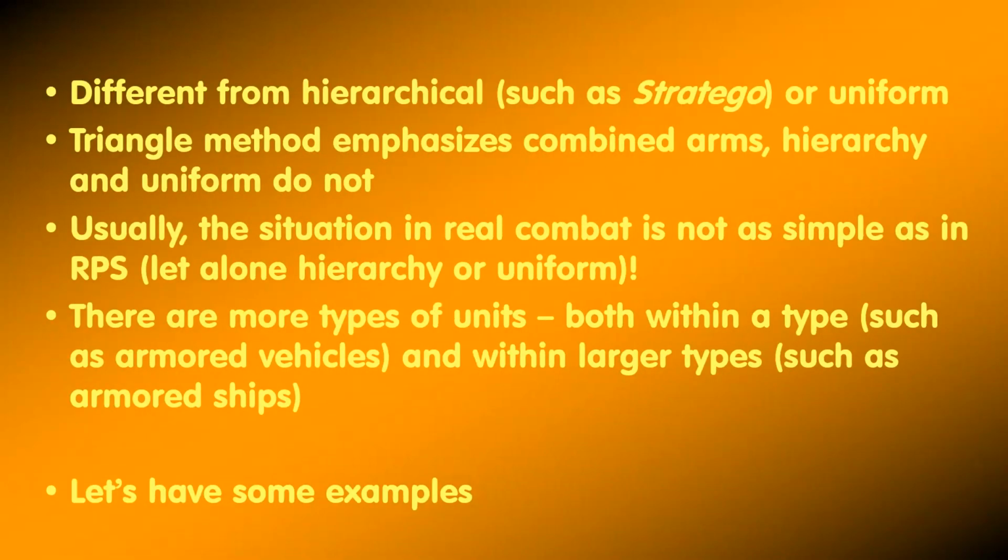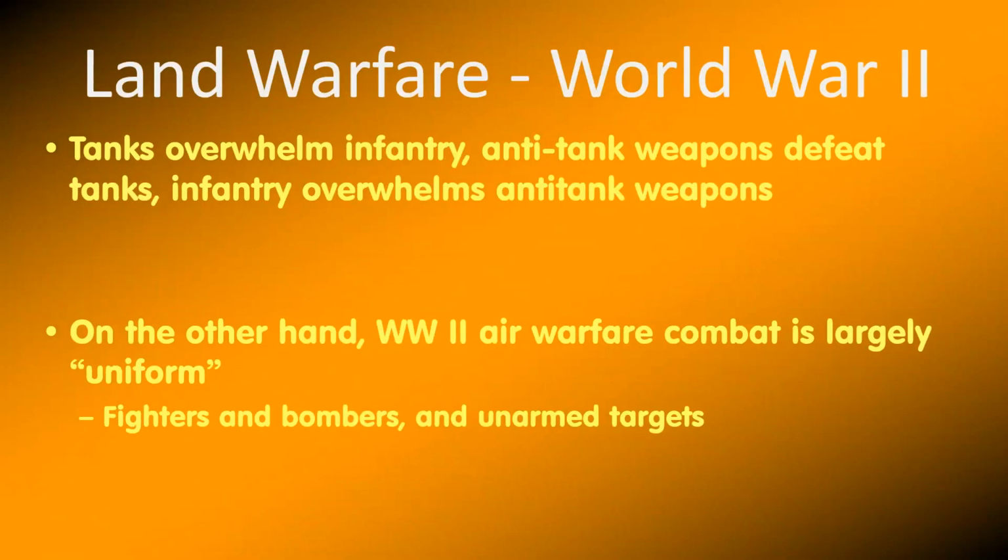Obviously, this is different from hierarchical or uniform. And once again, triangle method emphasizes combined arms, hierarchy and uniform do not. Usually, however, the situation in real combat is not as simple as in RPS, let alone in hierarchy or uniform. There are more types of units, both within a type, such as armored vehicles, and within larger types, such as armored ships. The armored ships, you have battleships, cruisers, and so forth. So let's have some examples.